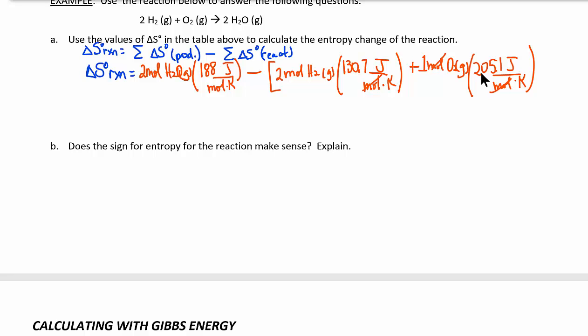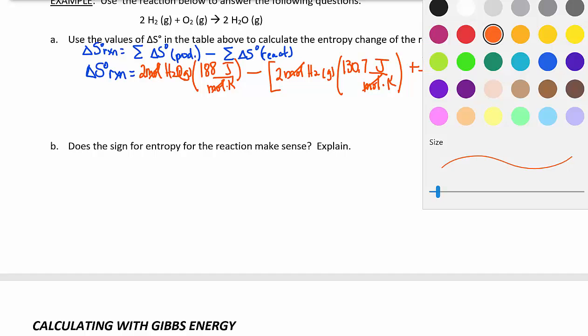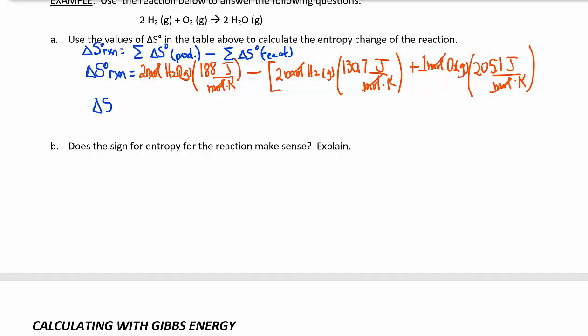My moles are going to cancel in each of these. And the delta S of my reaction is negative 88.82 joules per mole Kelvin.